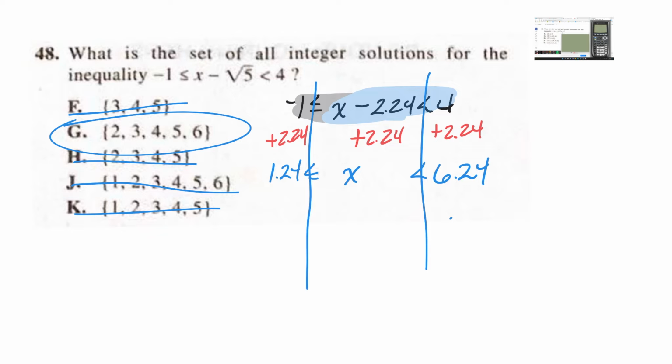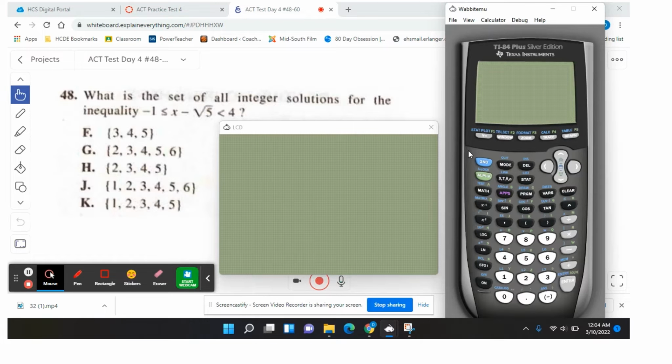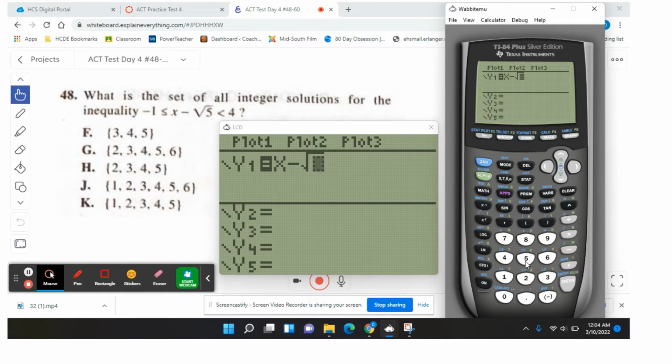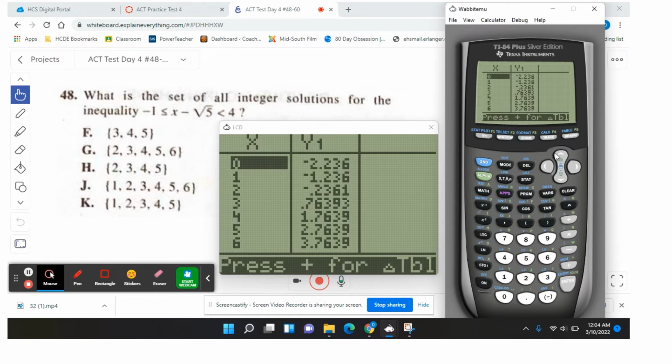We can also set this up and do this with a calculator. Here's how this would look. So the way I'm going to solve this is I'm going to take my middle expression here and see when it is greater than -1 and also less than 4. So I go to y equals and I type in exactly what I see, x minus the square root of 5. And then I'm just going to refer to my table and see when it meets the criteria.